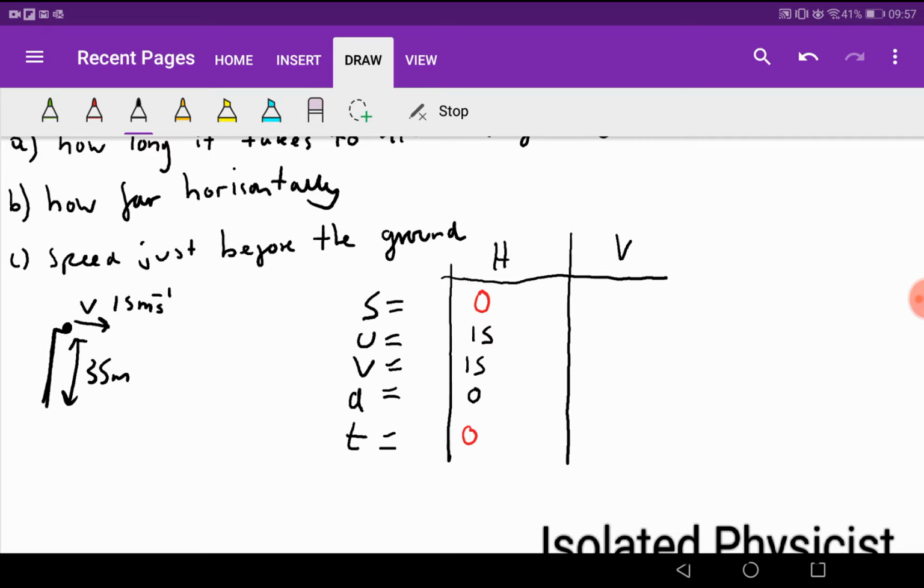Vertically, well, we know it starts at a vertical speed of 0. We know the acceleration, and we can pick our positive direction here. I'm going to say positive is downwards in the vertical plane, and I'm going to say that right is positive in the horizontal, so acceleration is going to be g.